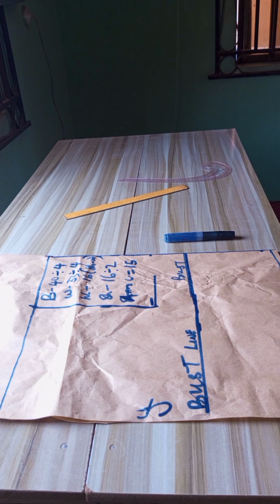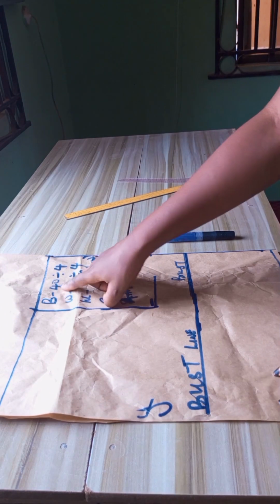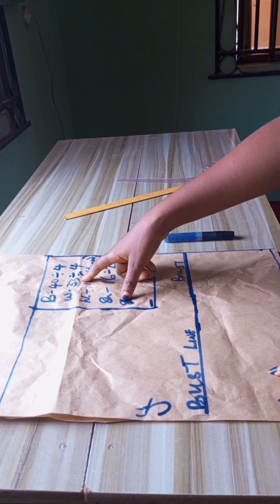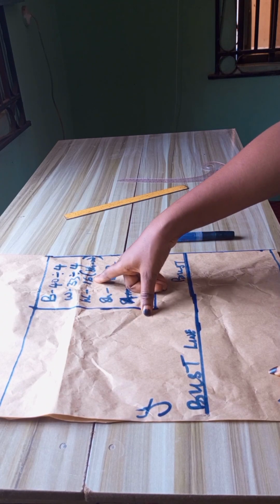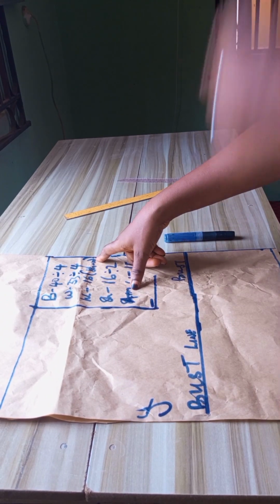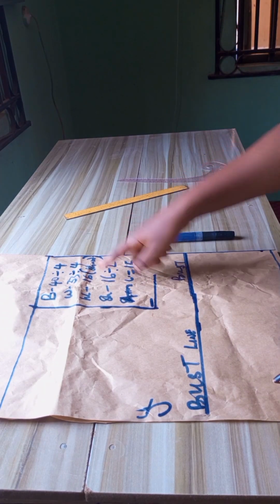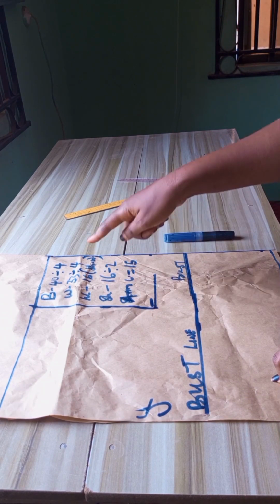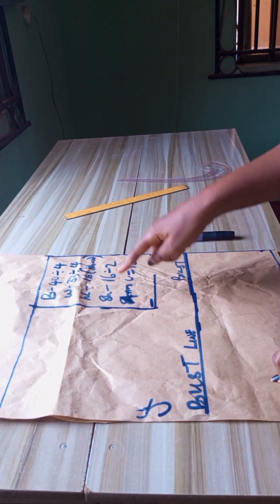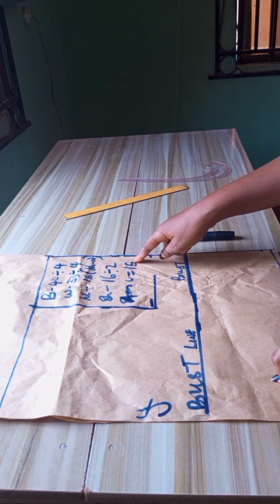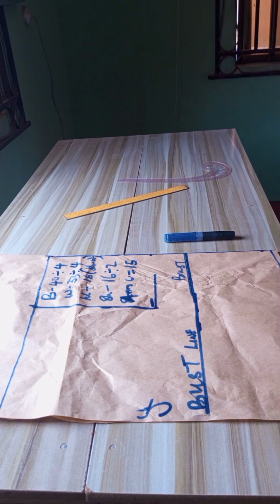The measurements we are going to be using today are bust 40, waist 33, half length 16. Our half length is shoulder to waist. From the shoulder line to the waist is our half length. Then the shoulder is 16 and the armhole circumference is equal to 15. Now we are going to start.